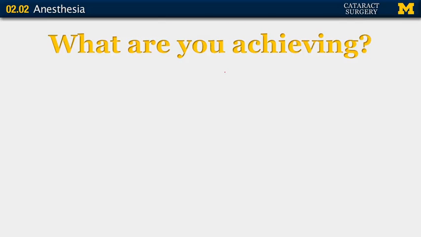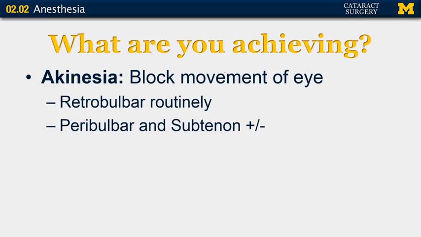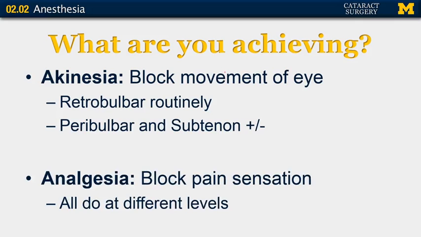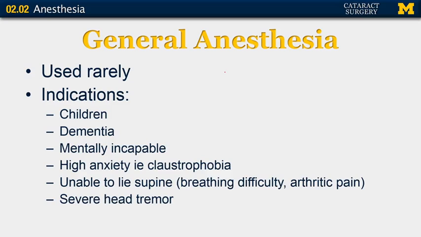Ultimately, what are you achieving with all of these different types of anesthesia? Akinesia is blocking the movement of the eye. Retrobulbar block does this routinely, since it's placed in the intraconal space and anesthetizes cranial nerve 3 and 6. Peribulbar and subtenons block may or may not achieve akinesia, since they rely on diffusion of the anesthetic into the intraconal space. Analgesia is blocking pain sensation, and all of the different types of anesthetics should do this at different levels, with the exception of the facial nerve block.